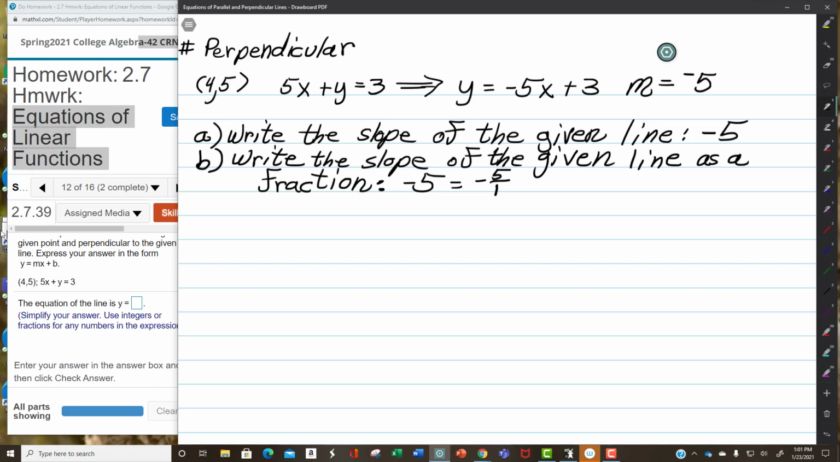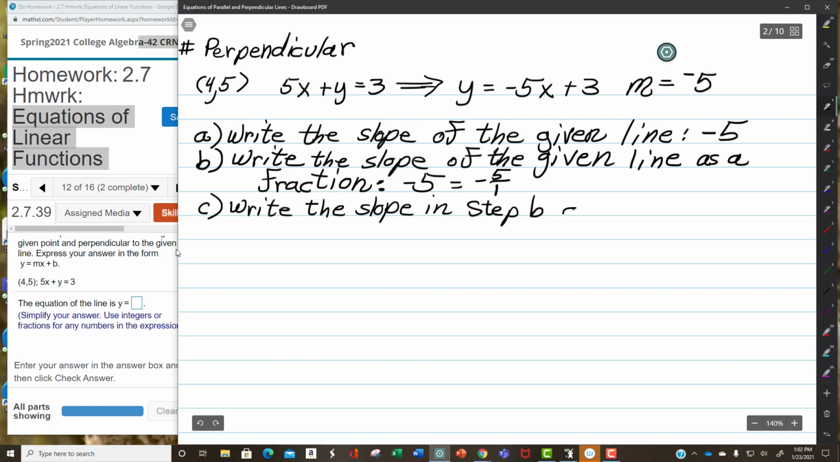That was easy. Now C is also not hard. Write the reciprocal of the slope in step B. The reciprocal of negative 5 over 1 is negative 1 over 5. Now D, change the sign.